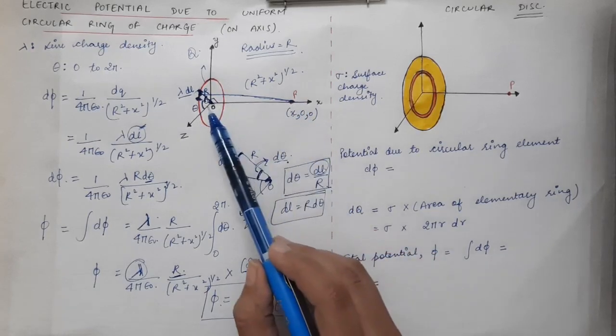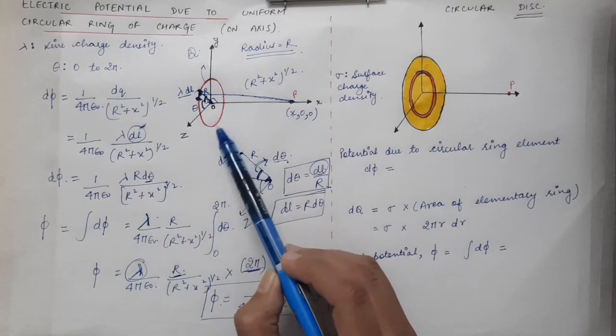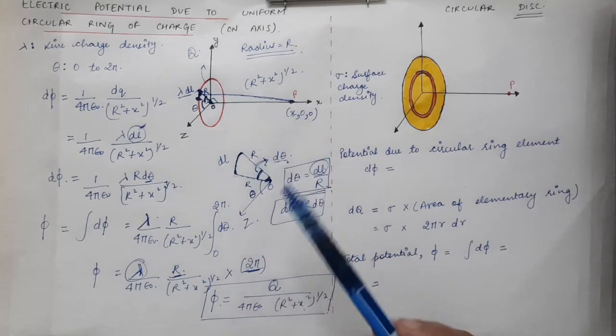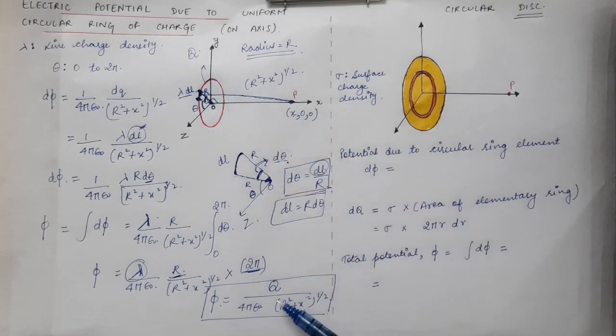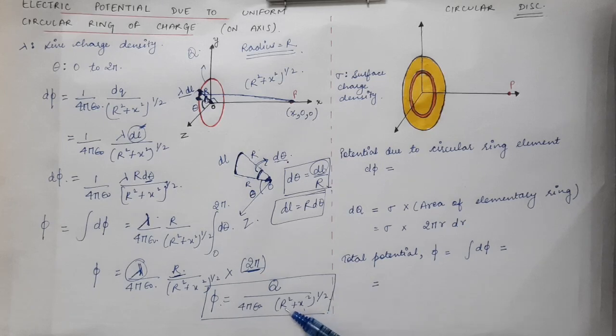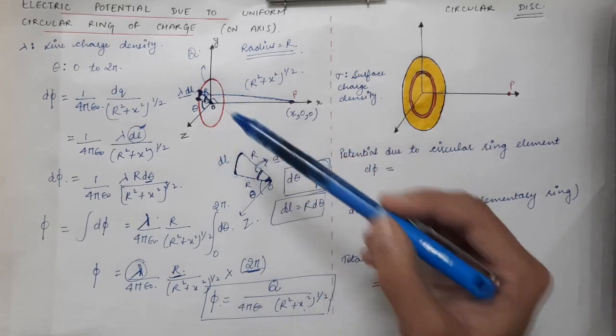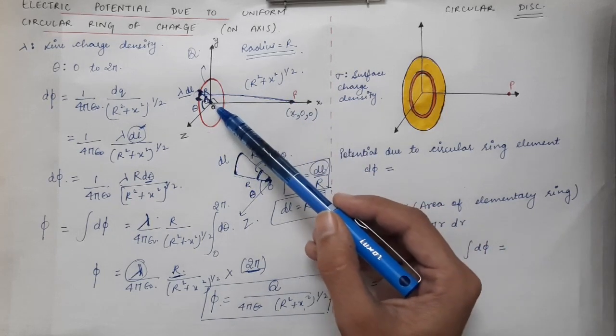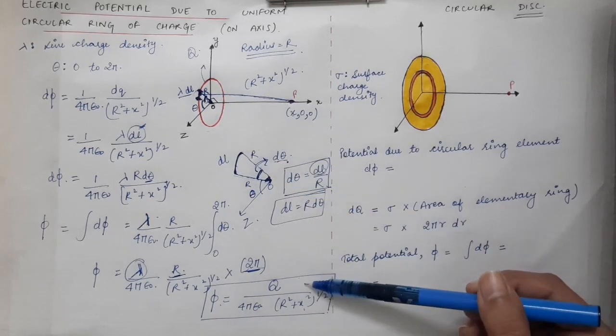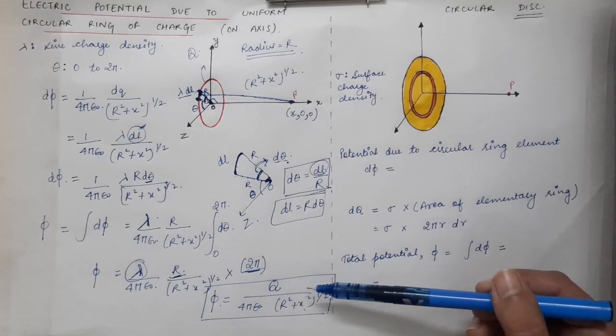which is at a distance of x from the center of this circular ring, came out to be equal to the total charge on this ring divided by 4 pi epsilon naught into (R square plus x square) power 1 by 2, where capital R is the radius of the circular ring, and x is the distance of the observation point from the center of the ring. This was the formula that we derived for the case of a circular ring.